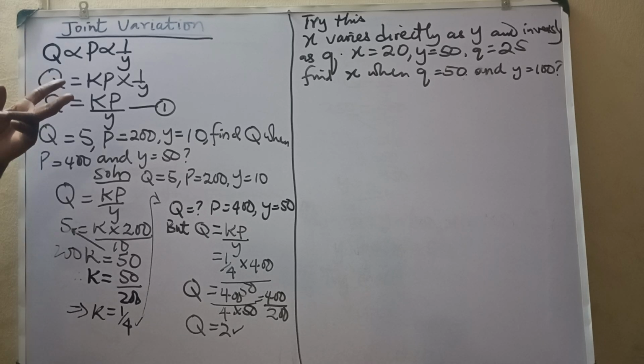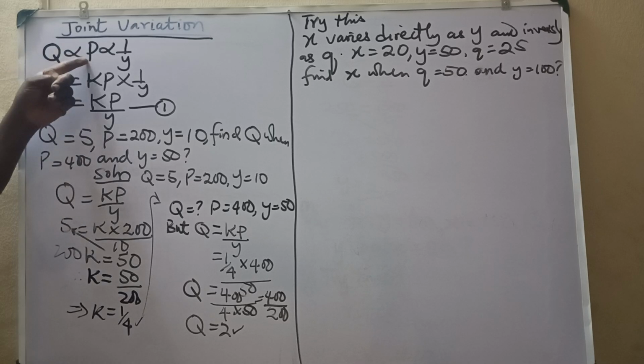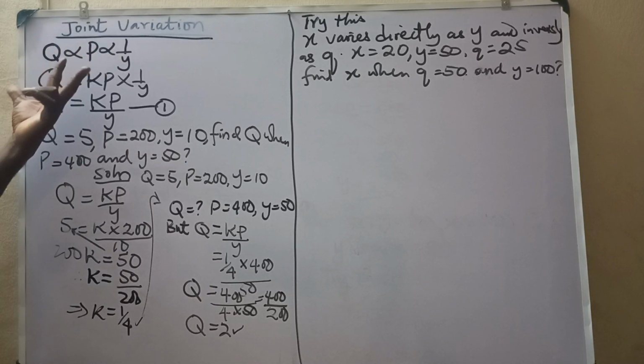One of them is varying inversely. So you can see here that Q varies directly as P and varies inversely as Y. You can see that Q and P are increasing while Y is decreasing. That is the three quantities we're looking at, three variables.